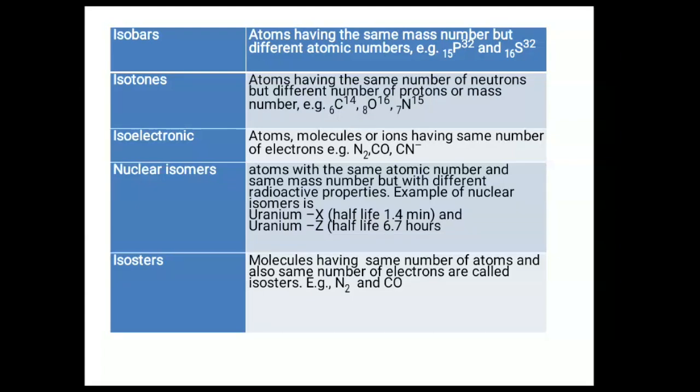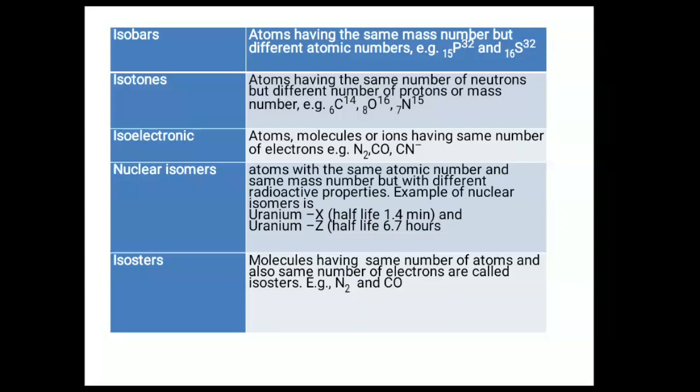Next term here is the isotones. So what are isotones? Isotones are the atoms of different elements which contain same number of neutrons. For example, carbon 6C14, oxygen 8O16, nitrogen 7N15. These elements have got the same number of neutrons. How to determine the neutrons? Simply the mass number minus atomic number. 14 minus 6, 8. 16 minus 8, 8. 15 minus 7, 8. So they've got the same number of neutrons. So that's why we call them isotones.